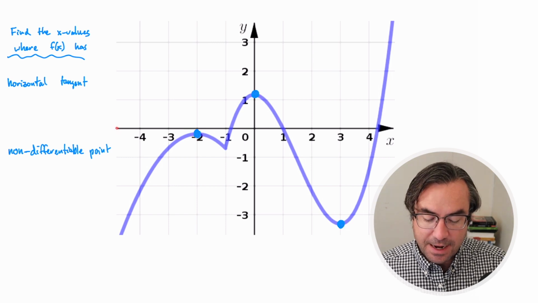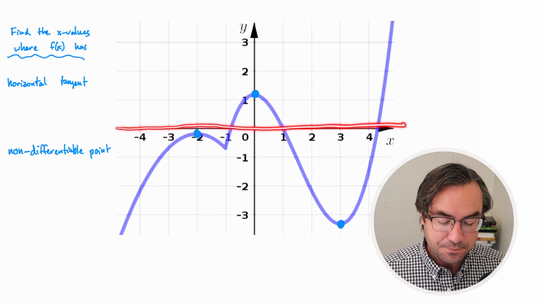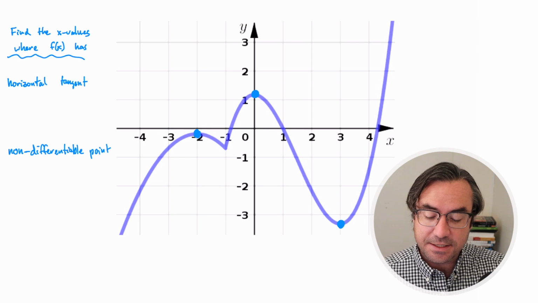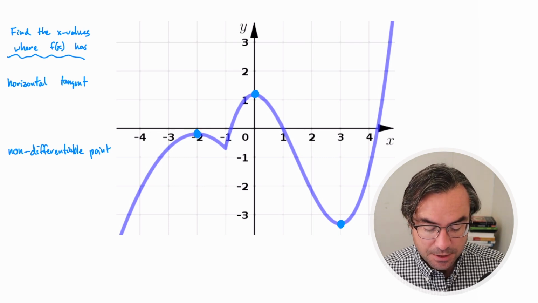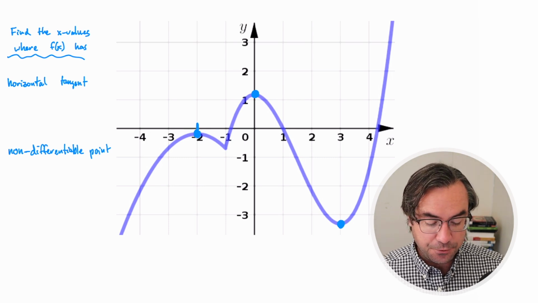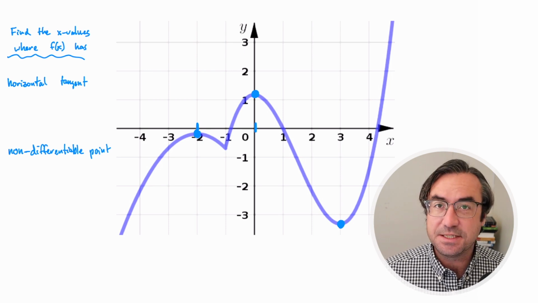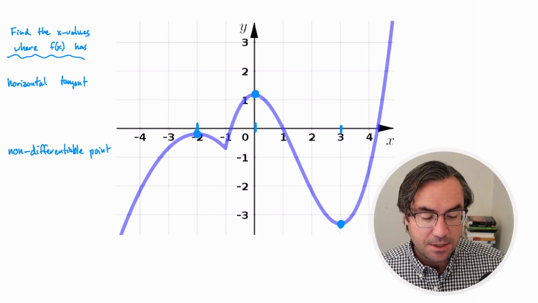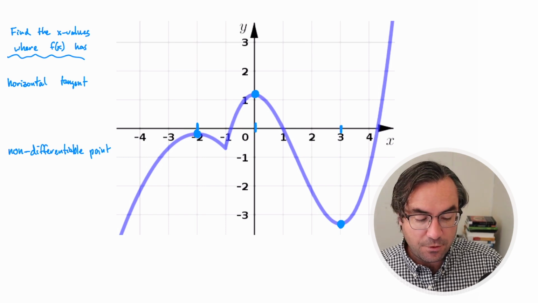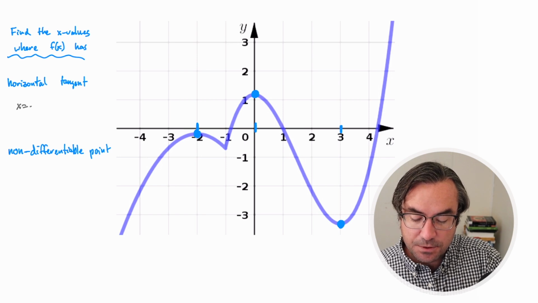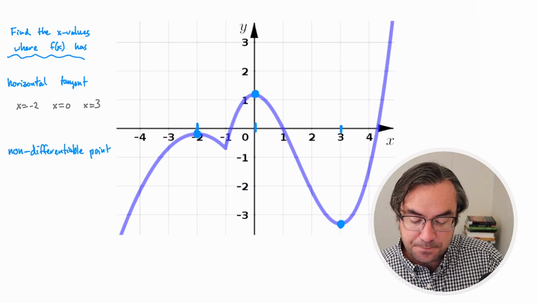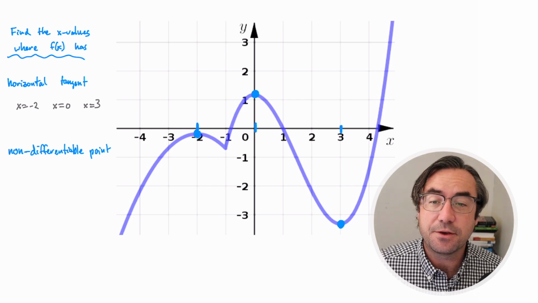So we have our x-axis here. Let's indicate those points along the x-axis as well. We've got something happening at -2, something happening at 0, and something happening at x equals 3. So let's write those down. We have a horizontal tangent line at x equals -2, at x equals 0, and x equals 3. Okay, so those three values are important.